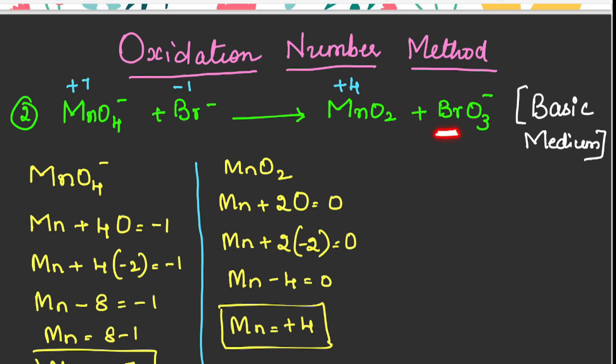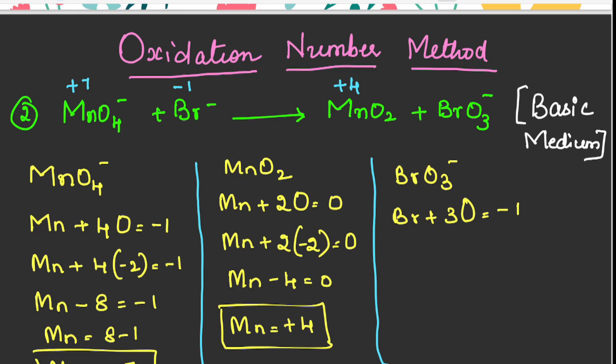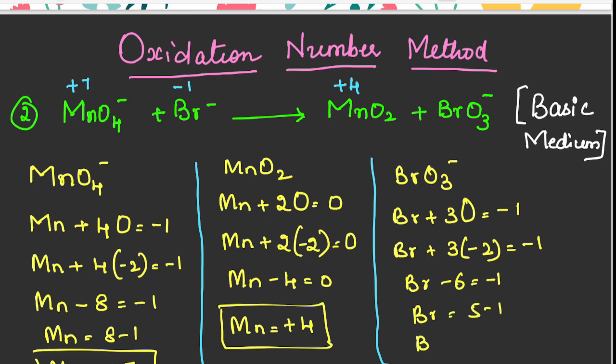Next we will find for this Br. Br is bromine. BrO3 minus. So Br plus 3 times oxygen is equal to minus 1. Br plus 3 times oxygen, which has oxidation state of minus 2, is equal to minus 1. So Br minus 6 is equal to minus 1. So Br is equal to 6 minus 1. So this is equal to plus 5. Here let us write plus 5 oxidation state.